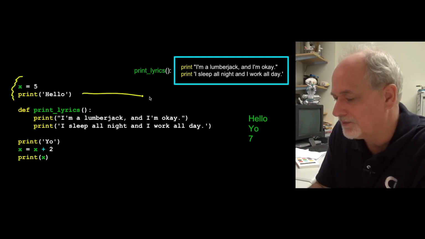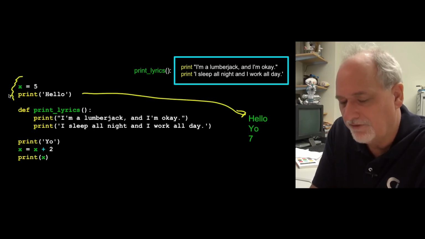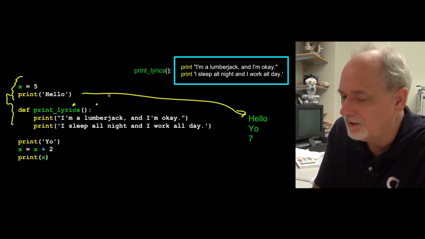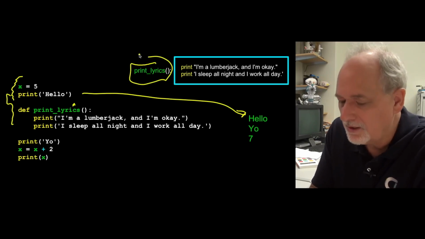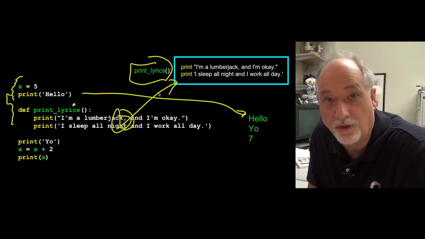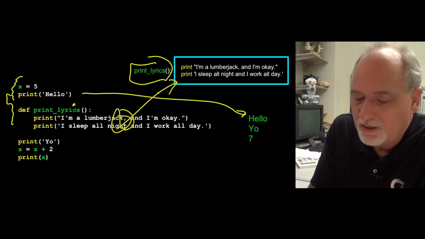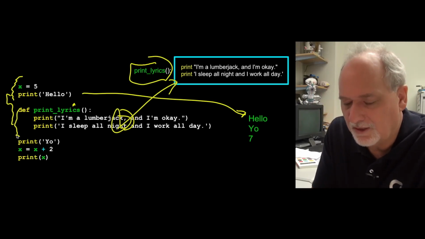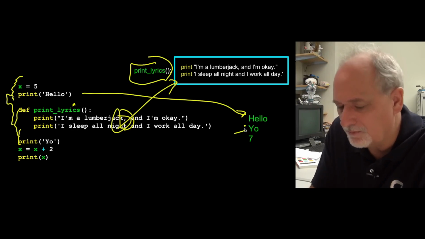So out comes hello. And then we define a function, and this says, oh, you want to make a new thing here. So I'll make a new thing. It's kind of like a variable in a sense. And then it copies this stuff up there, and says, later you probably are going to want to use this, so I'm going to remember it. So it doesn't do anything there. No output comes out. Then it says print yo, and out comes yo.